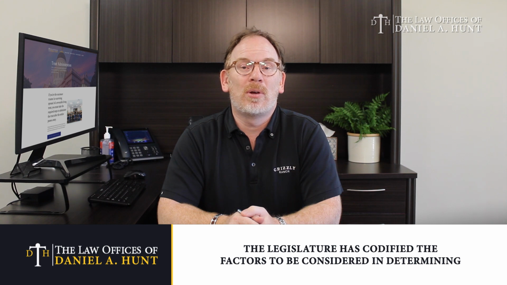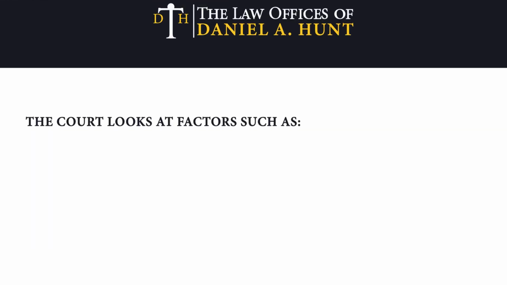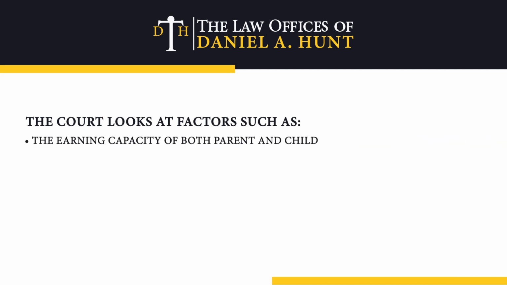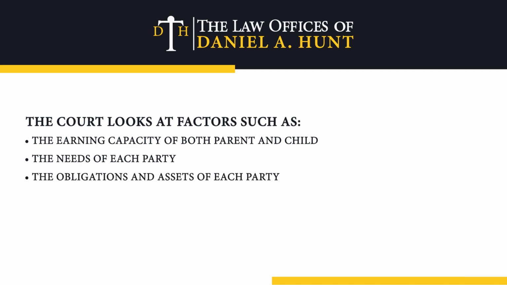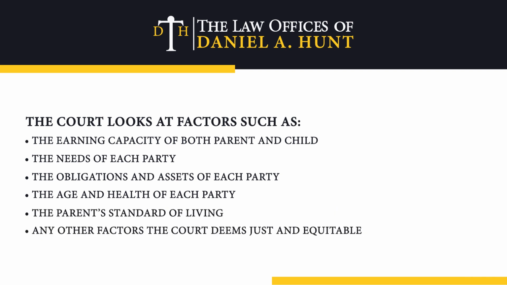The legislature has codified the factors to be considered in determining whether an adult child is legally responsible for supporting their parent. The court looks at factors such as the earning capacity of both parent and child, the needs of each party, the obligations and assets of each party, the age and health of each party, the parent's standard of living, and any other factors the court deems just and equitable.